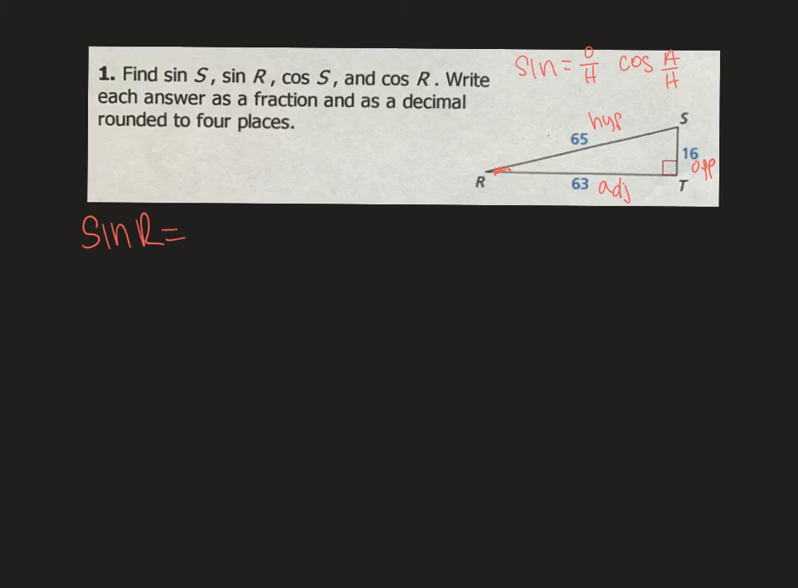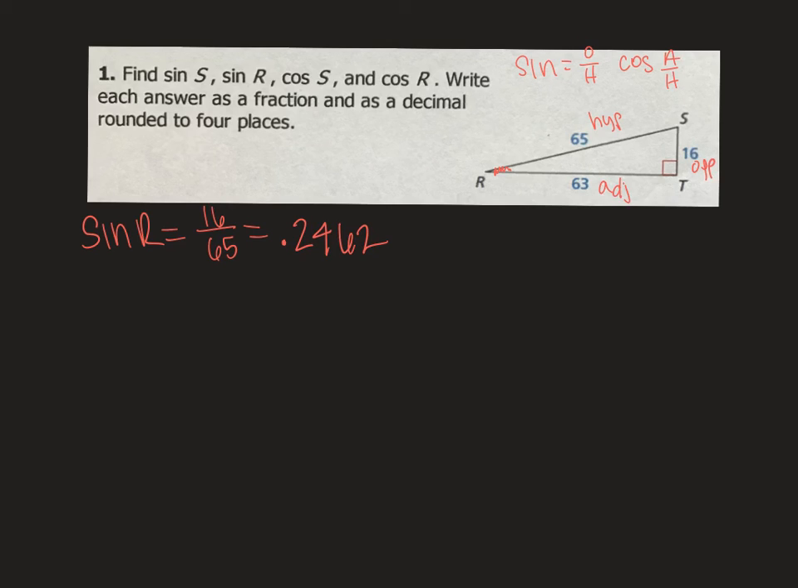So the opposite side is our 16. Our hypotenuse is 65. You do want to make sure that it will or won't simplify down. If you're not sure, you can do that in your calculator. 16 over 65 does not simplify down. But if we write that as a decimal to 4 places, we're going to get about 0.2462.